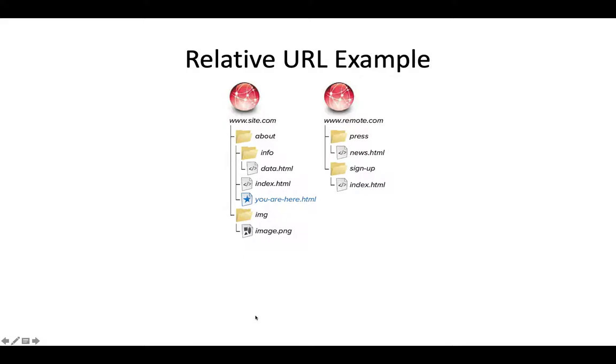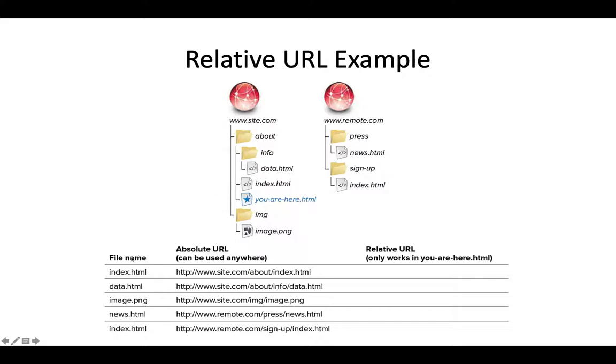Okay, so let's do some practice. Let's say we have 2 web servers. The left one is called site.com, and the right-hand side is a different server called remote.com. On site.com, you host all the web pages you created, and you have a directory called about, and inside it another subdirectory called info. Under info, you have the data.html file, and your index.html is stored in the about directory. In the same directory you also have urhere.html, and there's another directory at the same level as about, called image, which has image.png. Does that make sense? That's quite typical. It's like Windows Explorer, you would see something like this all the time. And you have a different server with a slightly different directory structure and files.